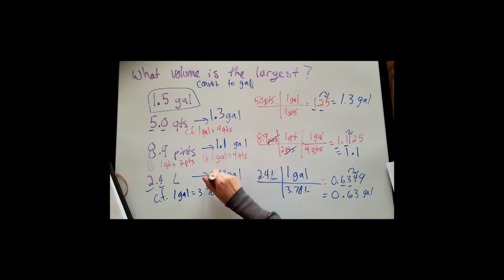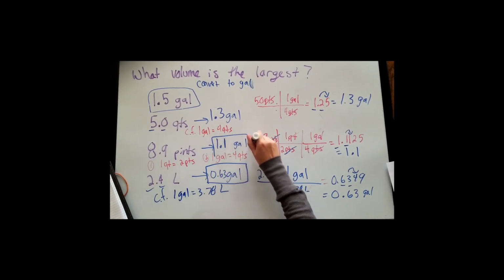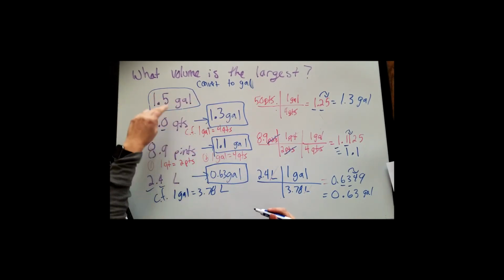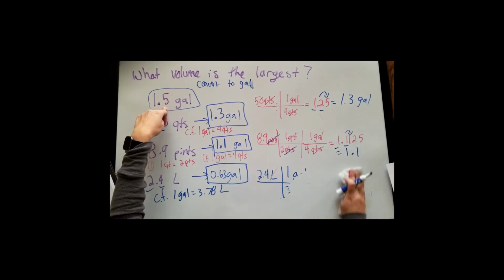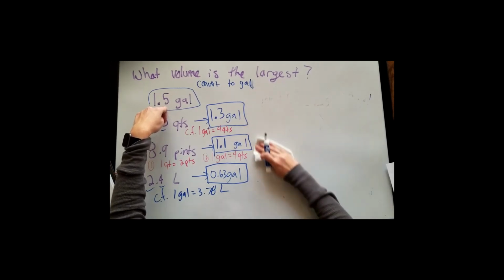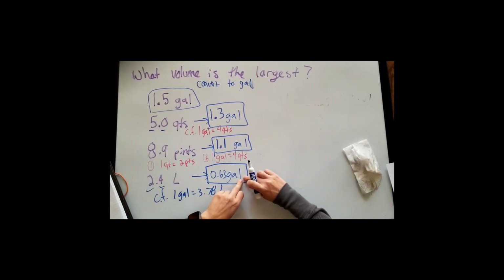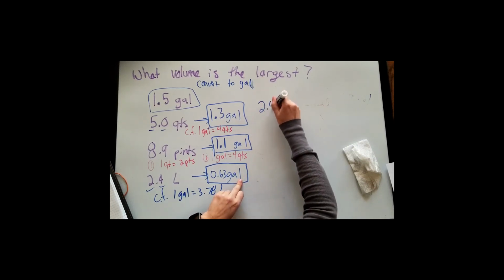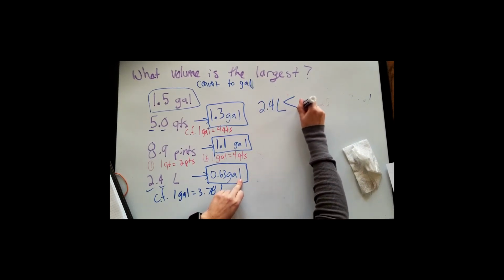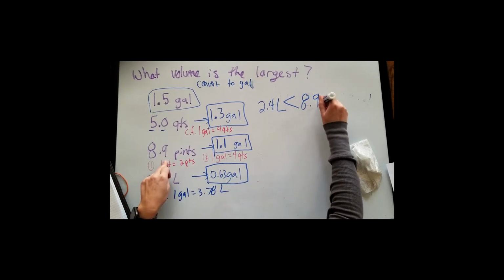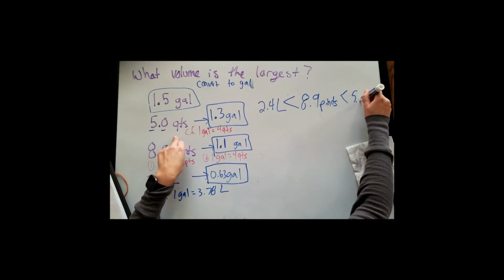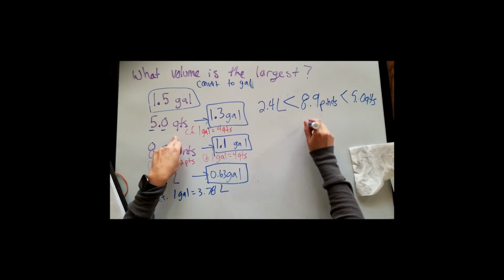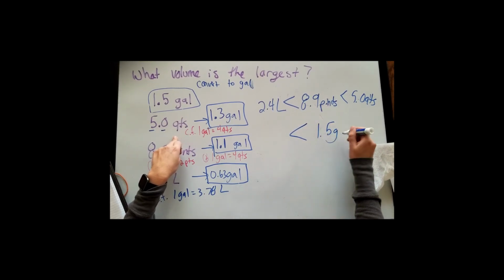So let's compare. Once they're all in the same units, the 1.5 gallons is the largest. If I wanted to put this in order of smallest to largest, this is the smallest. So 2.4 liters is smaller than 8.9 pints, which is smaller than 5 quarts. And the largest is the 1.5 gallons.